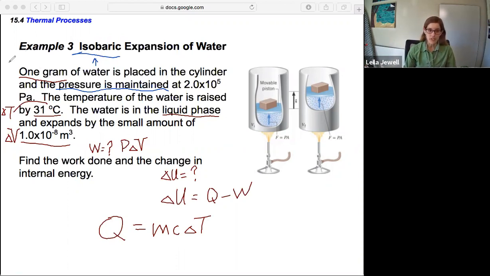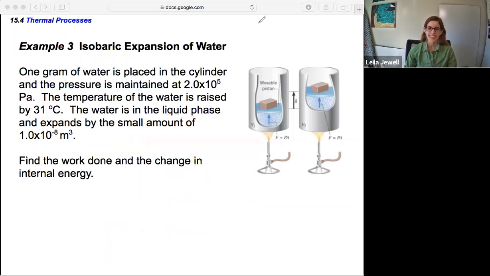We will want to convert this to kilograms, right? Remember, 1 gram is going to need to move that decimal place over by 3 to make it kilograms. 1, 2, 3. And so that becomes 0.001 kilograms. But now we're in good shape that we can solve for the heat here. And then we can plug that into our first law, and we'll get our change in internal energy. So let's take a look at bringing this all together.